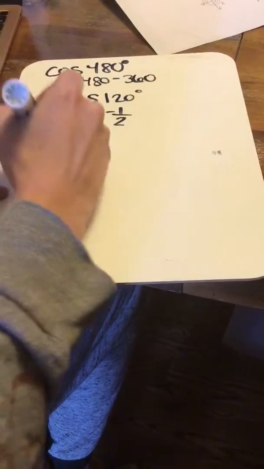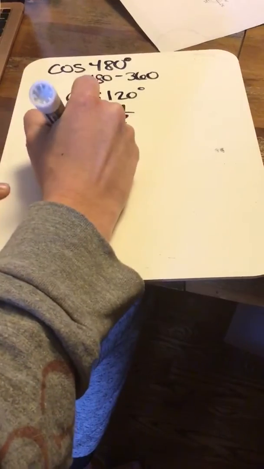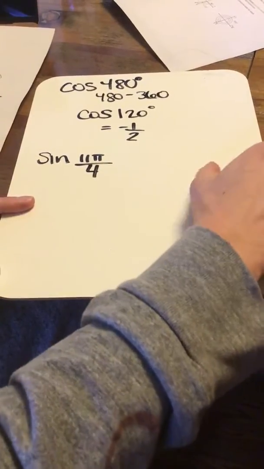The next one is going to be sine of 11 pi over 4. So this one's in radians. If you were using your calculator, you'd have to have your calculator in radian mode to find this. Again, if you want the exact answer, your calculator is going to give you a decimal. So if it's not something easy like 1/2, you might not be able to tell what that exact answer is. So we're going to use our unit circle.